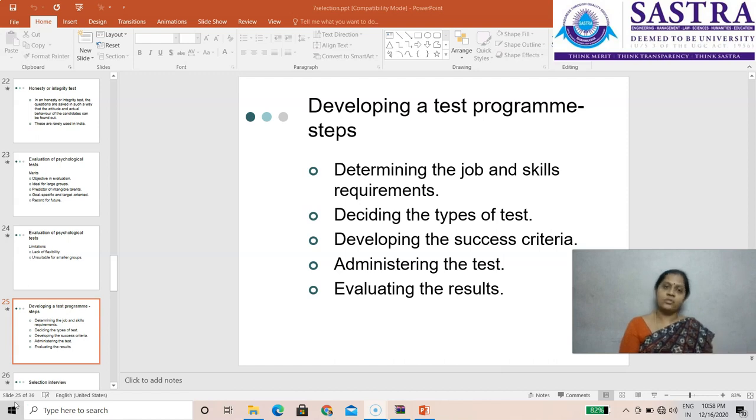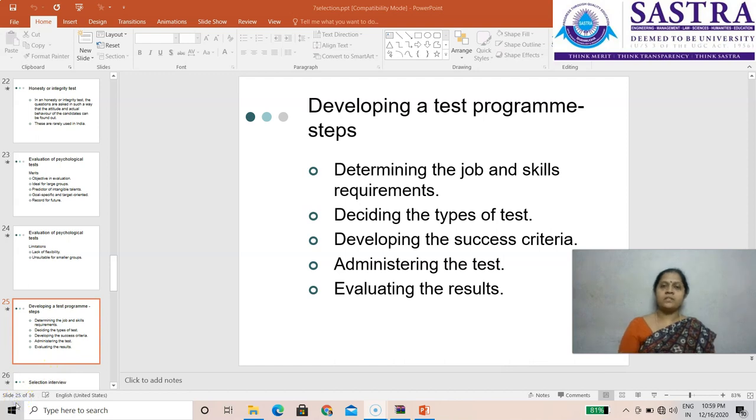So he has developed a 7-point plan for determining the criteria for a test program. For candidate selection, he has developed the criteria based on all the 7 things that I have listed now.